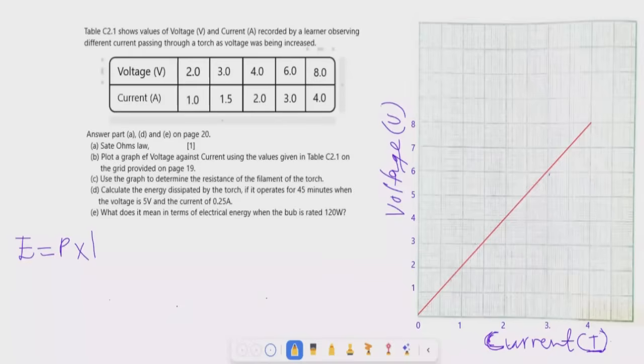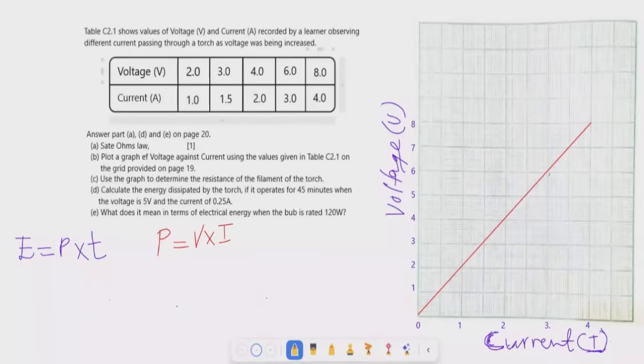Okay, power times time. Now we come to the next point. Are we given power? We are not given power, so we need to find power. To find power, we use the formula: power is equal to voltage times current.